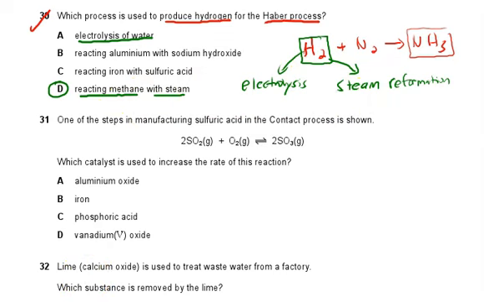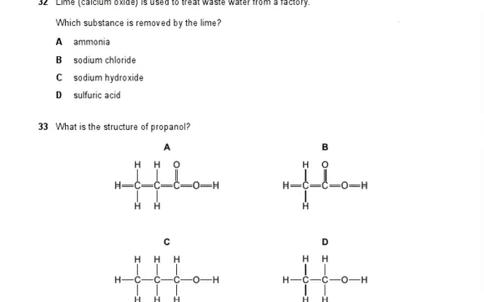Now let us look at number 31. One of the steps in manufacturing sulfuric acid in the contact process is shown. Which catalyst is used to increase the rate of reaction? Please remember for contact process you will have vanadium(V) oxide. This is a very straightforward question. We move on with question number 32.